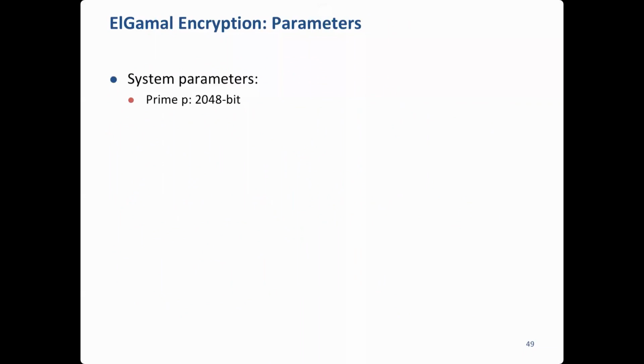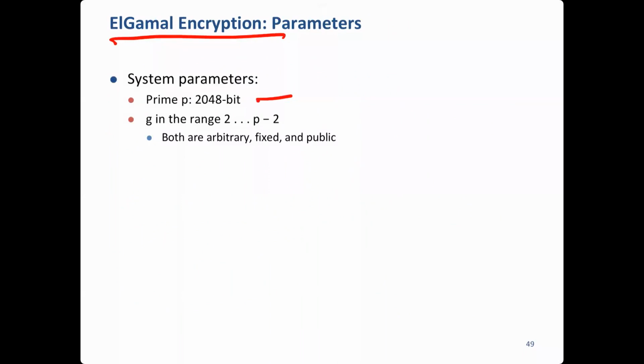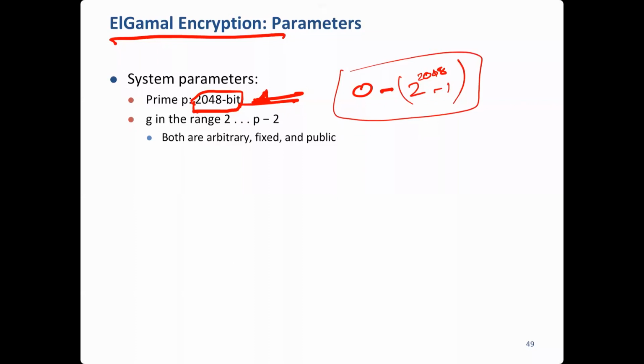We'll skip this. Now note that the parameters we have to take for ElGamal are very big numbers. P is 2048 bits, which means it can be between 0 and 2 raised to the power 2048 minus 1. This is a very big number and a very big range. G can be anything between 2 and P minus 2, so it's quite big.